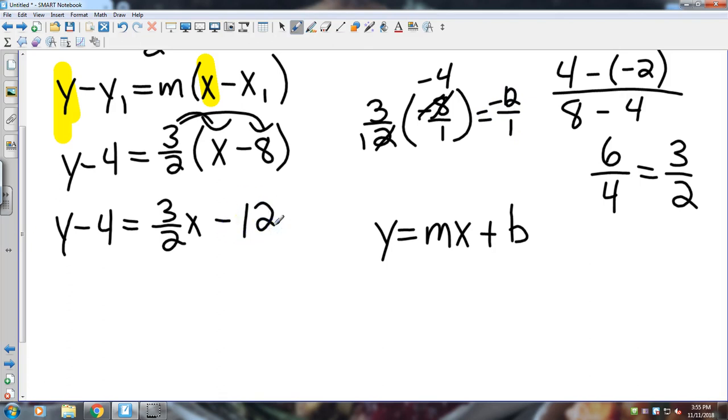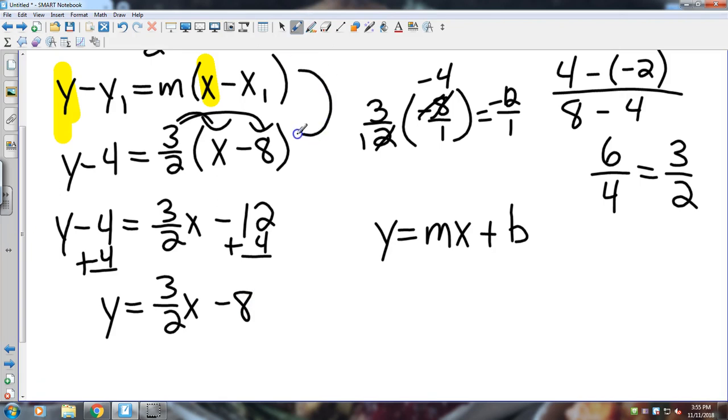Now we still want to get that y by itself, so we're going to add 4 to both sides. And that gives me a final answer of y equals 3/2 x. Negative 12 plus 4 is going to be negative 8. Again, point slope form, slope intercept form. So just be careful on what they ask you. So that's a little under 10 minutes, Chapter 4, Section 2, point slope form.